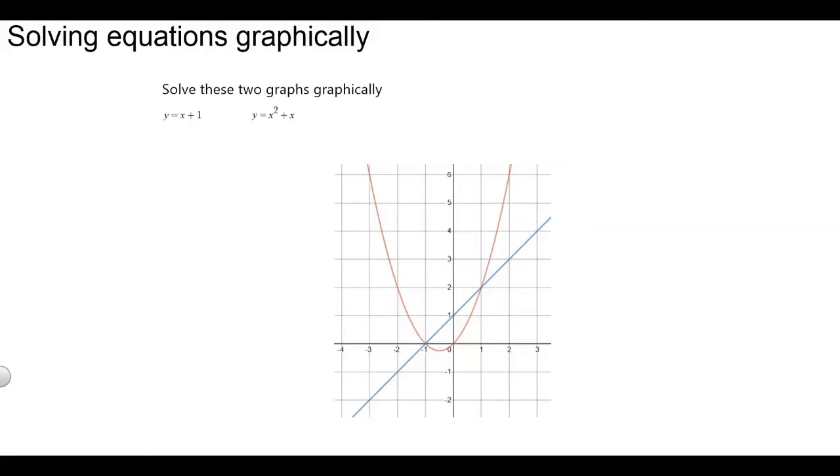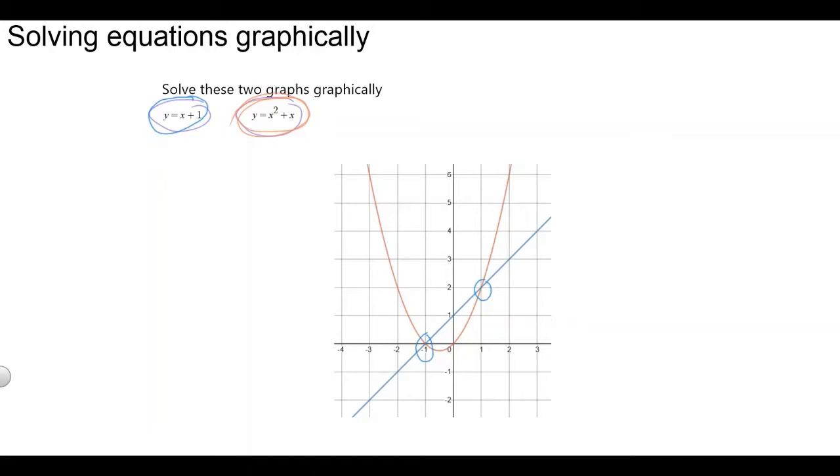Right, solving equations graphically. Here I've got two equations, that one and that one. The red one is the quadratic, the U-shaped one, and the blue one right here is the straight line graph. Now where those two graphs intersect is where we're going to find our answers. They intersect right there and there. So we need the coordinates of where those two graphs intersect.